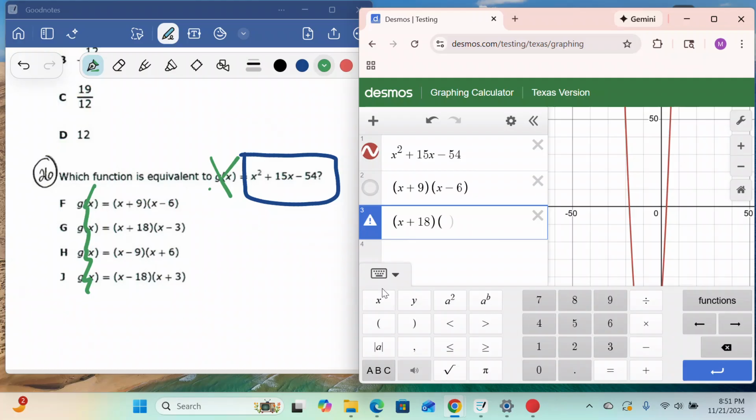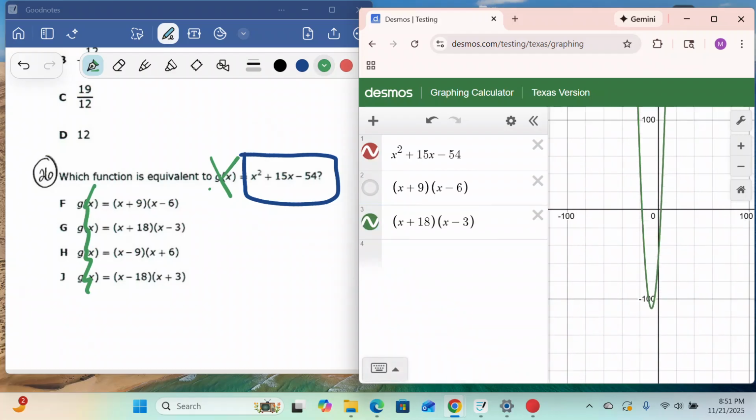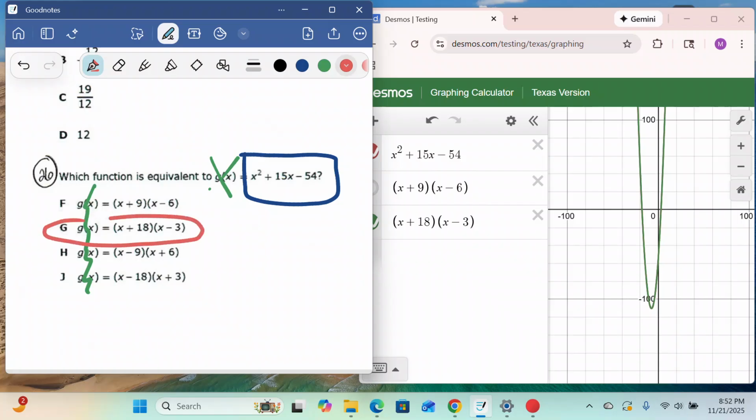So you open parentheses. I'm going to go ahead and do x minus 3, and there it is. I'm going to close my parentheses because I almost forgot. So the way I do this is I look at the entire graph. I'm going to take out the green, and the red is there. I'm going to take out that one, and there it is. That one is that one. So that is your correct answer. My correct answer is x plus 18 times x minus 3, and let me highlight this. My correct answer is letter G.